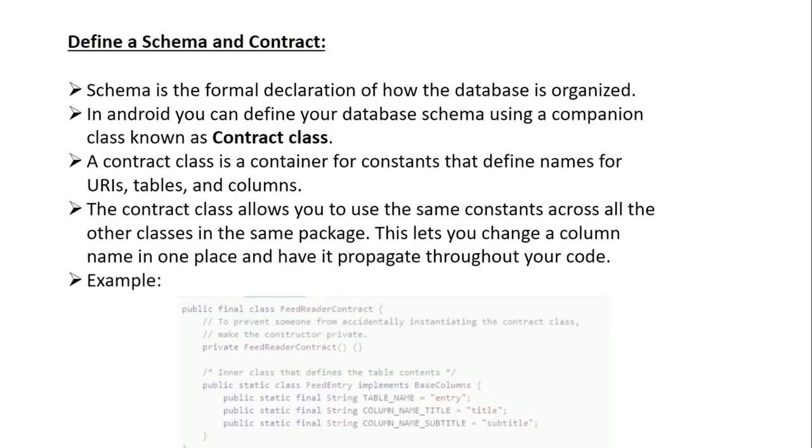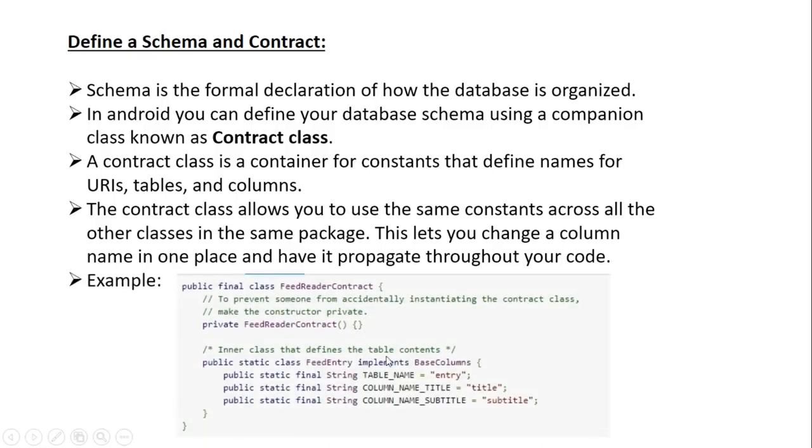Here is a simple example of a contract class. The class name is FeedReaderContract. To avoid accidental instantiation, we provide a default constructor for this class, and here we create an inner class called FeedEntry that implements BaseColumns. These are the constants that define the schema. Here the constants are the table name and two column names, title and subtitle.